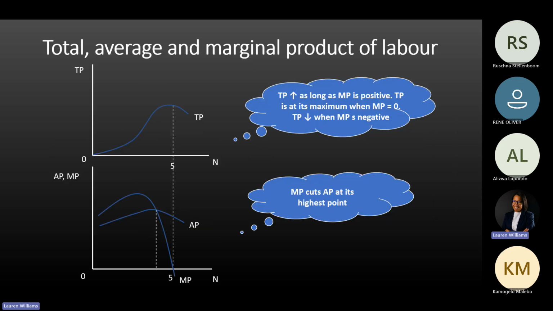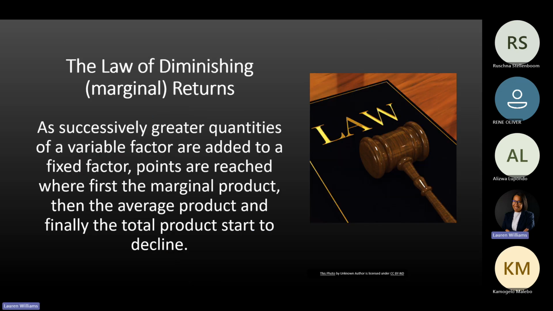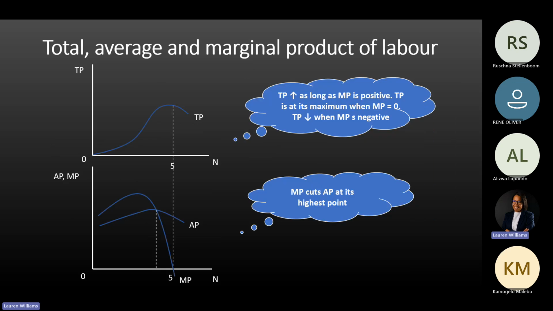Okay, so now going back to the curve, they said first, which one starts to decline first? Which curve starts to decline first? So they're saying first it's your marginal product, then your average product. So first, marginal product hits its maximum, its highest point, starts to decline. Then your average product hits its maximum, and that's where the two intercept with each other, then starts to decline.